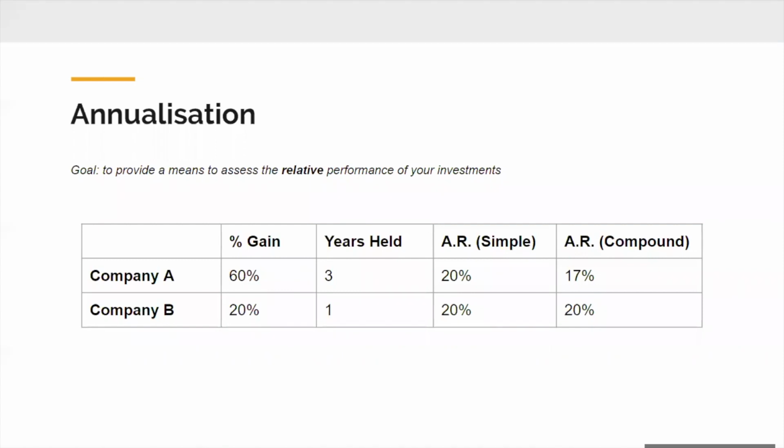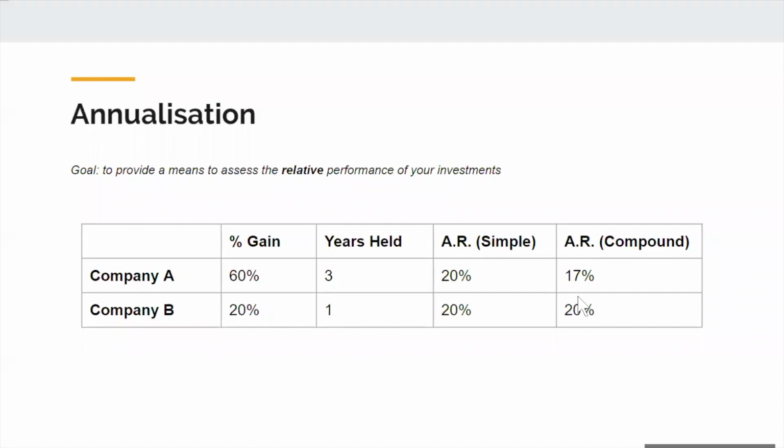A slightly more sophisticated approach would be to calculate a compound return, or what's called a compound annual growth rate, and this makes the assumption that investments increase in value exponentially, i.e. year-on-year growth. Maybe just to clarify what we mean there, if we take company A, we'd say that it started at $1,000. So we've calculated a compound return of 17% now for company A. Company B is 20% because it's just been held for a year.